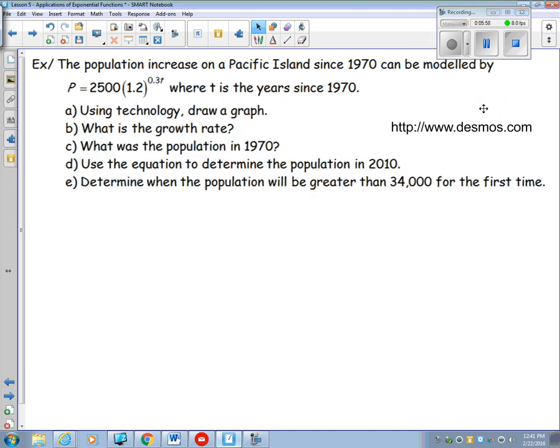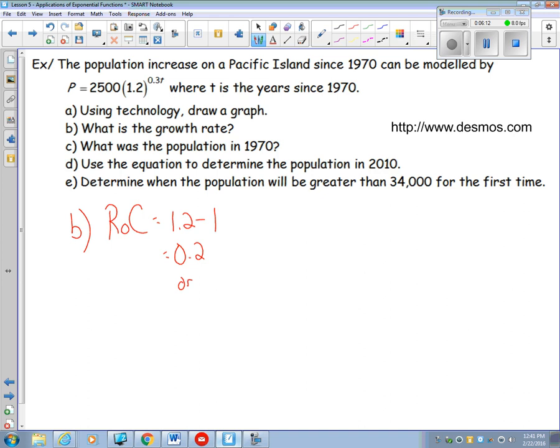Part B, what is the growth rate? Well, I don't need my graphing calculator to do that or my technology. My growth rate is my difference from 1, my rate of change. So 1.2 minus 1 gives me 0.2, or 20% growth.